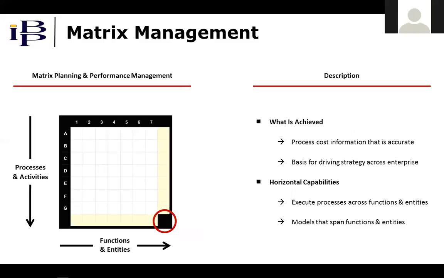And if you look at a lot of operational excellence and process improvement, one of the things that inhibits those sorts of efforts is that people don't believe the numbers. If they're not reconciled to the budget and the actuals, people don't believe them. So this really provides a basis for driving those sorts of things, and then also driving strategy across the enterprise. So it's these horizontal capabilities, where you can execute processes across functions and entities, and these models span different functions and entities.